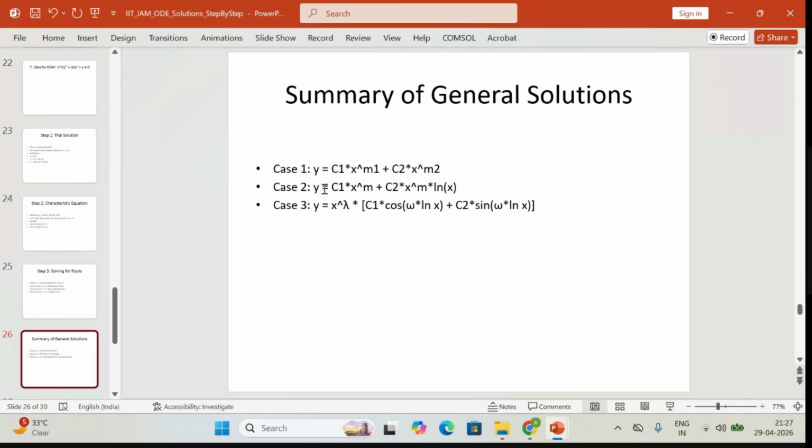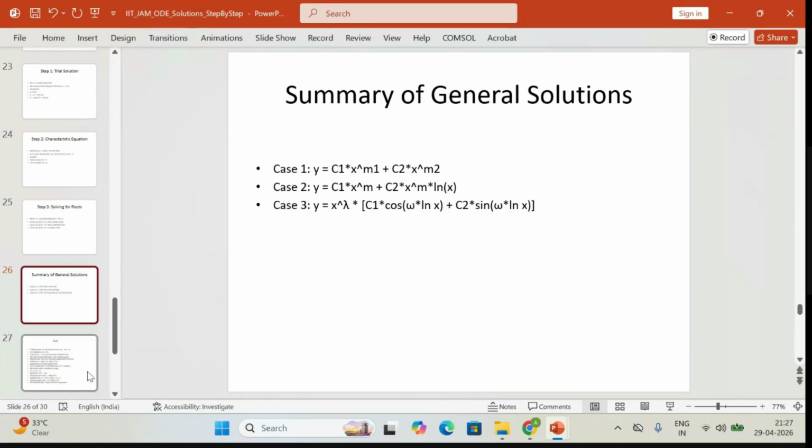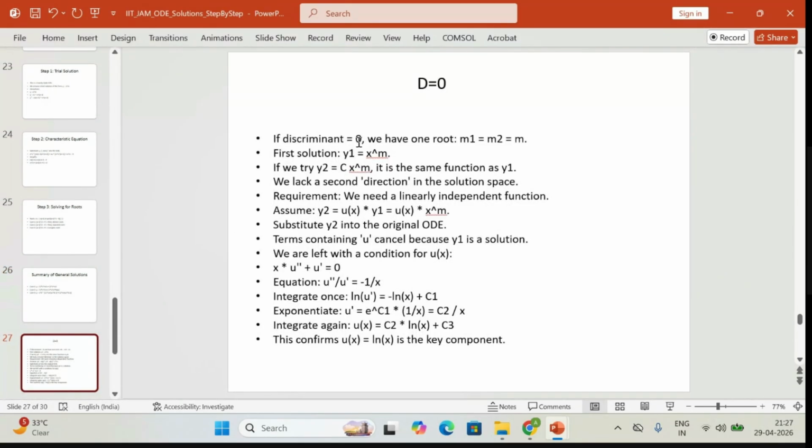In case 2, when both roots are m, we use a term log x here. Why do we use that term? Let me show it to you here. It's pretty long. If the discriminant is 0, m1 equals m2 equals m. So one solution is x to the power m. If we try another one, c x to the power m, it is the same function as the first. We lack a second direction because, say, one is c1 x to the power m and the other is c2 x to the power m. If we add them, we get c1 plus c2 times x to the power m, which is nothing but k x to the power m, and that is not an independent solution.